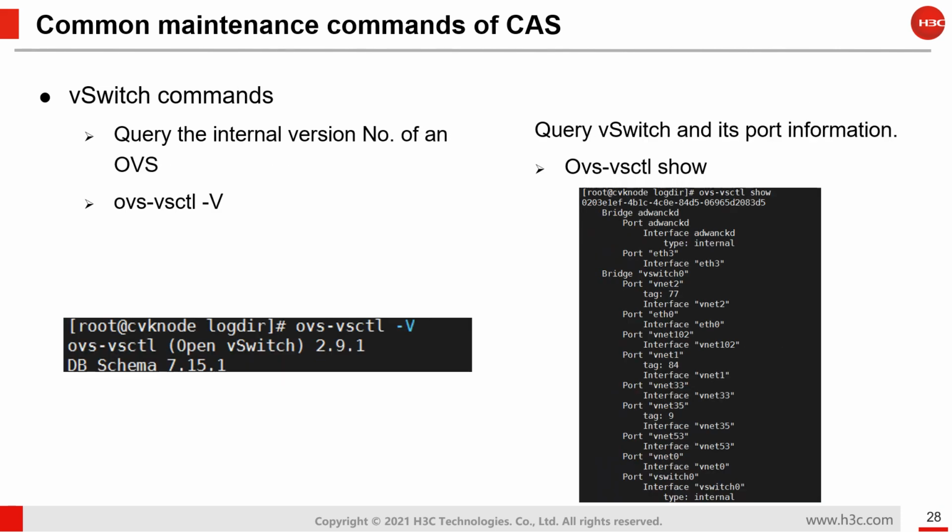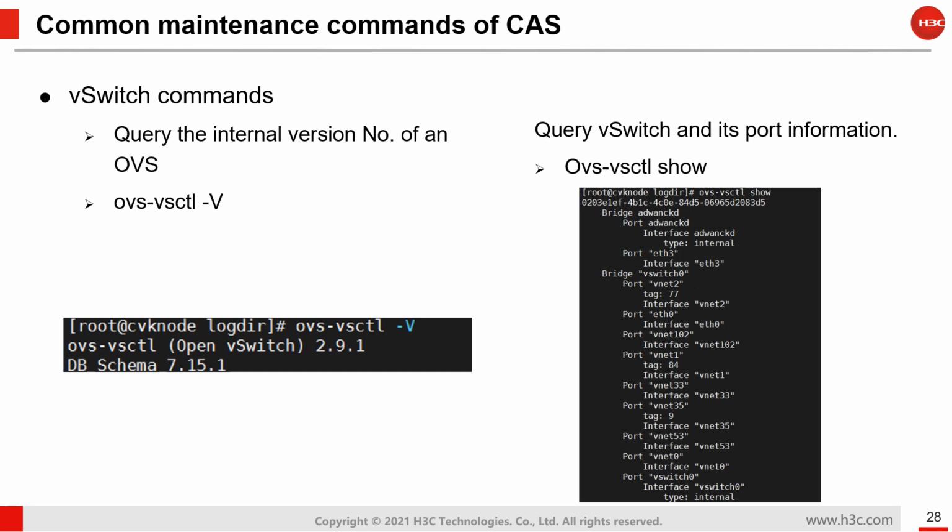Next, let's talk about vSwitch commands. If you want to query the internal version of an OVS, you can run ovs-vsctl -V. When we run ovs-vsctl -V, we can see the Open vSwitch version number is 2.9.1. DB schema is 7.15.1.